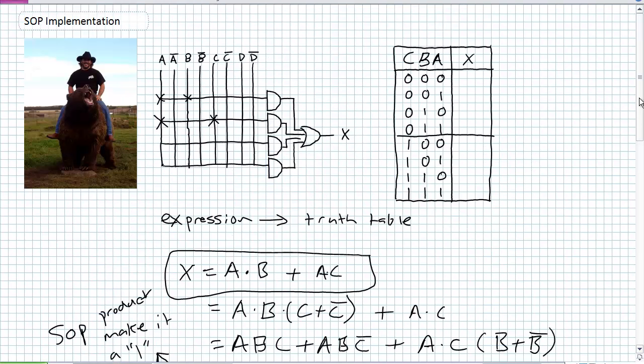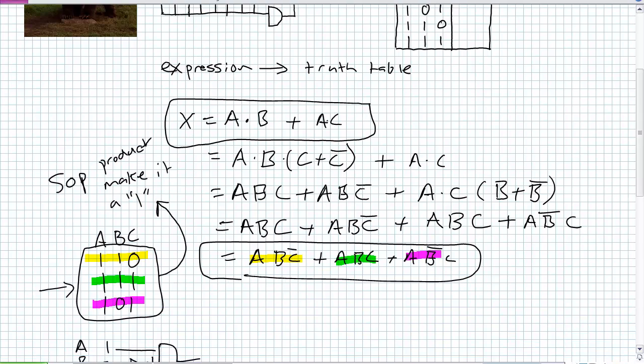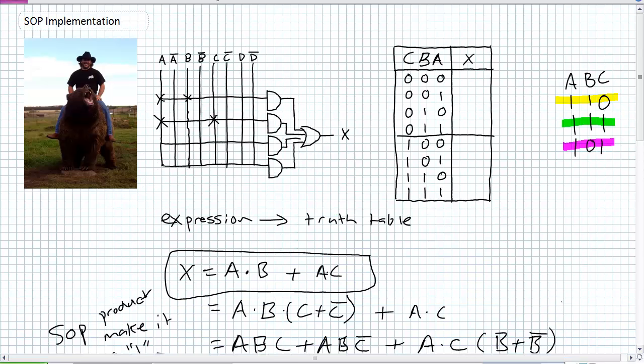Where's the trap? Some of you are going to say, okay, I'm going to take A1, B1, C0, and you're instantly going to go there, there, and there. And your answer is wrong, okay? Why? Look at the heading of the truth table. It's CBA, the exact opposite of this orientation.